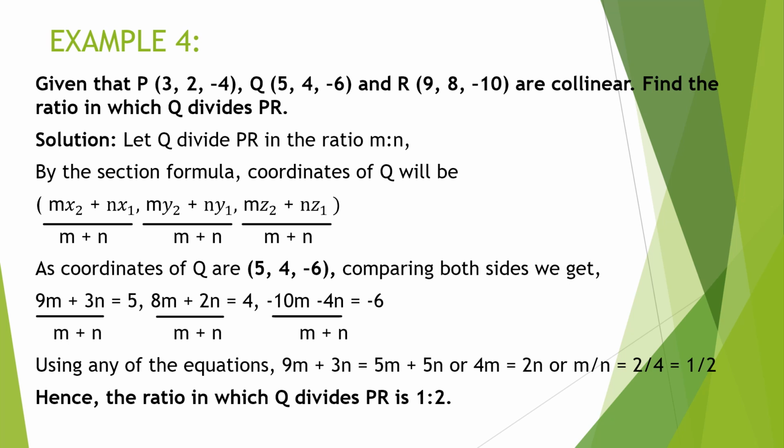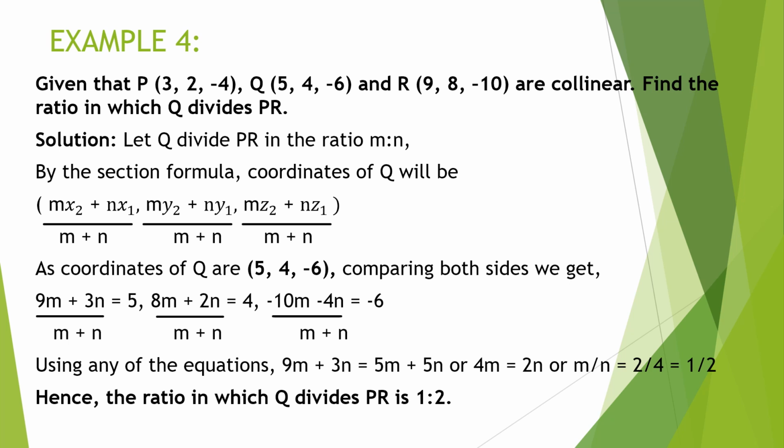It is similar to two-dimensional geometry, but the only difference is that over here you will have 3 coordinates. It will be (mx2 + nx1)/(m + n), (my2 + ny1)/(m + n), and the z coordinate will be (mz2 + nz1)/(m + n). Now we are given the coordinates of Q. So we are given the value of each of these coordinates. Just put in the remaining values.